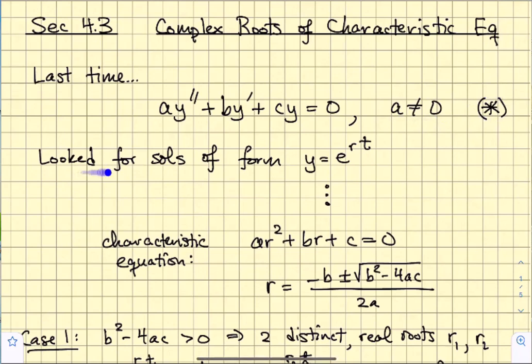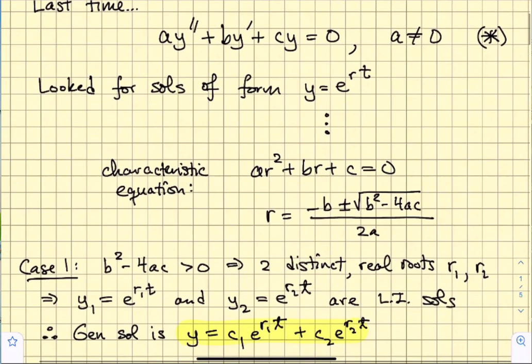Last time we looked for solutions of the form y equals e to the rt, and after some work, we got the characteristic equation ar squared plus br plus c equals 0. That's a standard quadratic equation. We used the quadratic formula, and we said in general you can find r as minus b plus or minus the square root of b squared minus 4ac all over 2a.